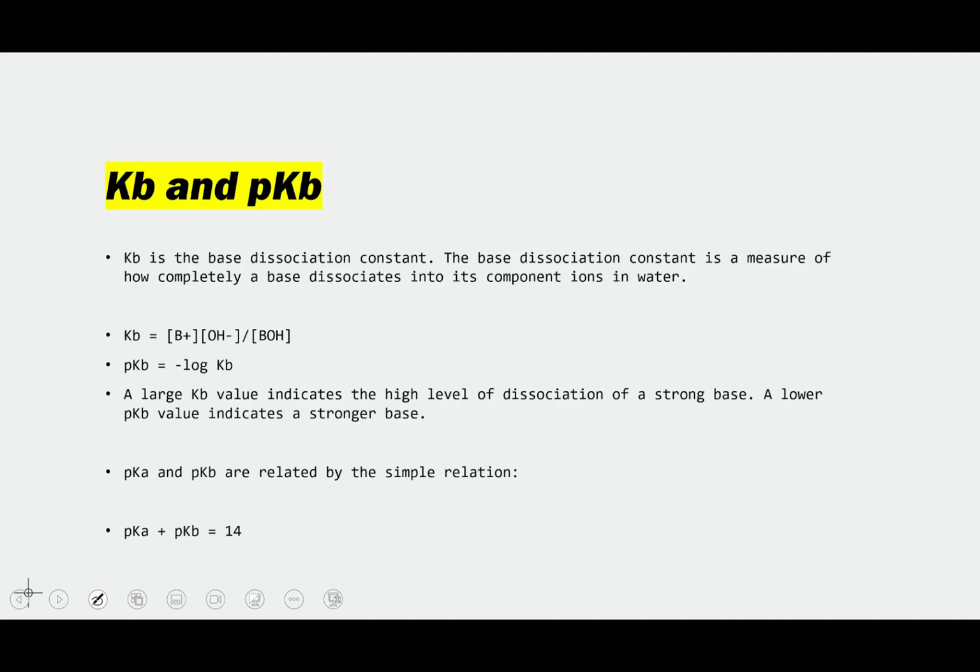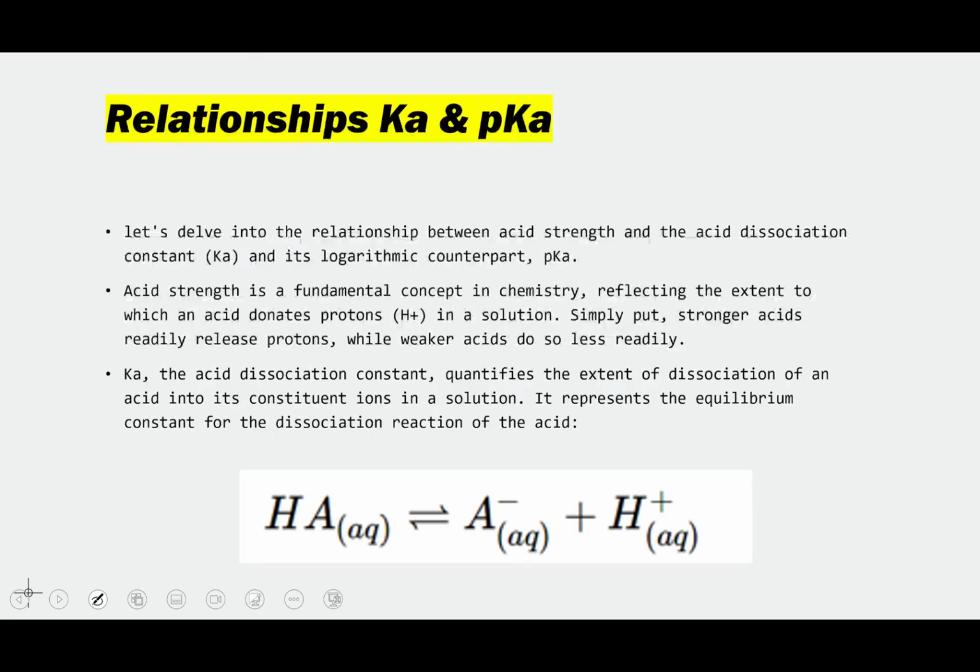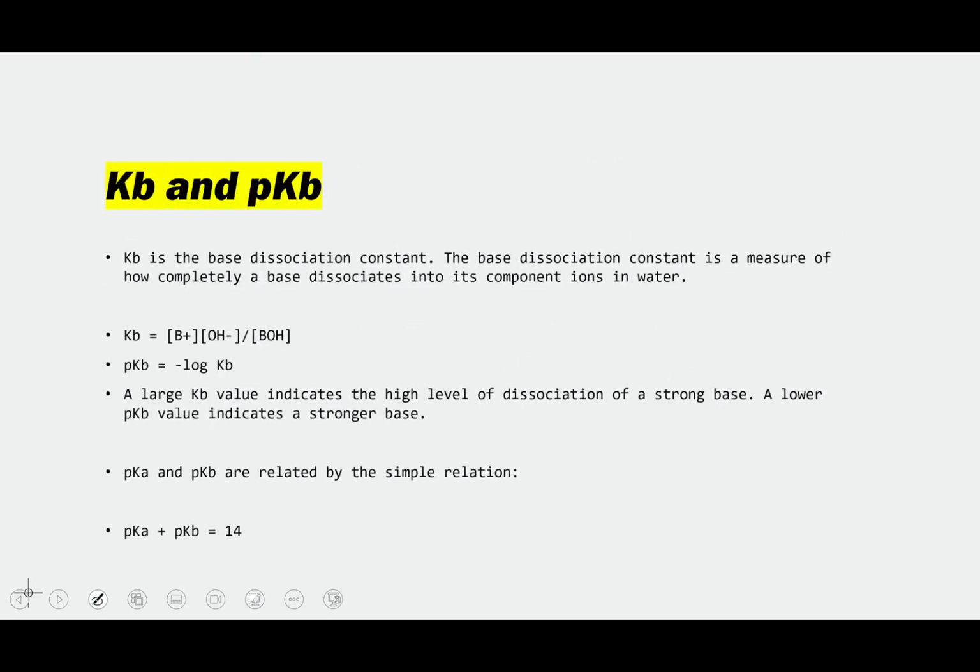Okay. All right. So Kb and pKb now. I think it's kind of painful repeating the same thing over and over again, because it's really the same thing. It's the same Kb equation, which is just the same thing as Ka but for bases, and then we have the pKb, which is the negative log of the Kb.